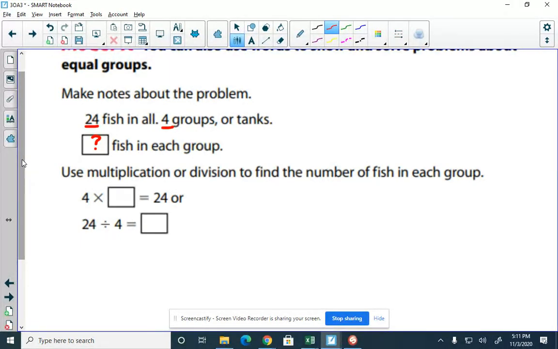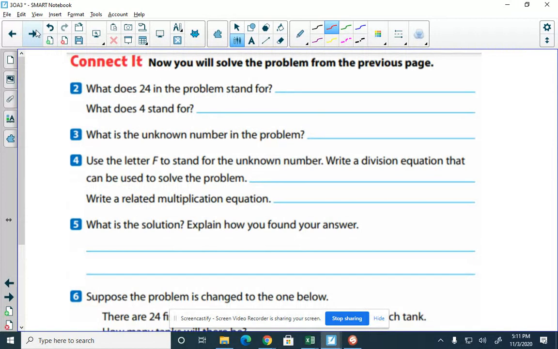If we use multiplication or division to find the number of fish in each group, we could ask ourselves 4 times what number equals 24? Or if we have a total of 24 fish and we put them in 4 groups, what would we end up with? And we're just going to go through and break down each one of these questions one by one.